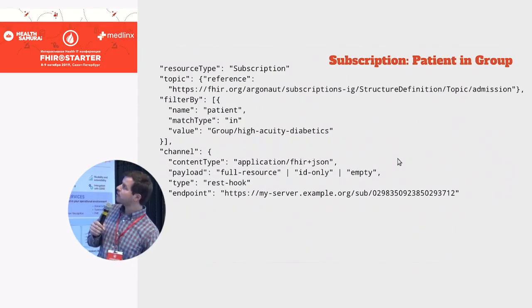Oh, I should also mention, this is what it might look like to subscribe to all changes to patients in a group. So here, instead of filtering by patient equals 1, 2, 3, I can search for patient in a specific group. Здесь похожий пример, но вот вместо подписки на 2 конкретных пациентов фильтр стоит на группу. Мы смотрим на пациента, который входит в группу high acuity diabetics.